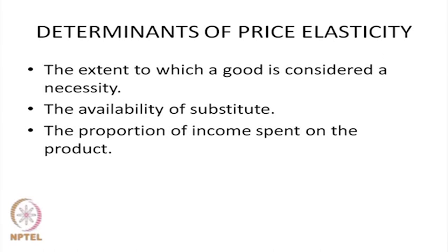The third is the proportion of income spent on the product. If families spend a large percentage of their funds on the product under consideration, that will have one type of elasticity value compared to when the family spends less.